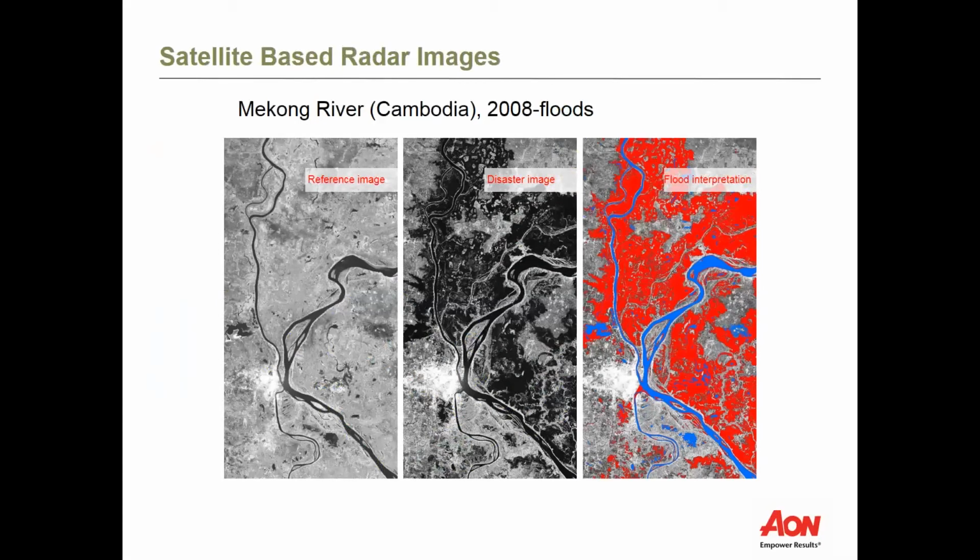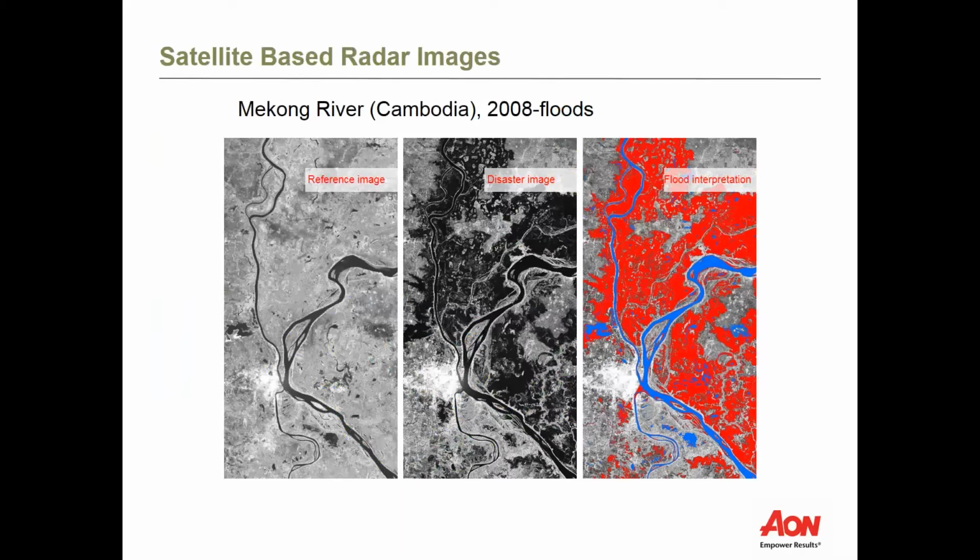As I said before, the satellite radar images are really good for looking at flooding and trying to map flood events. So the image on the left here is the normal flood water. You can get that data from a non-flood event. Sometimes the Dartmouth Observatory will give you a reference image or a non-flood image.